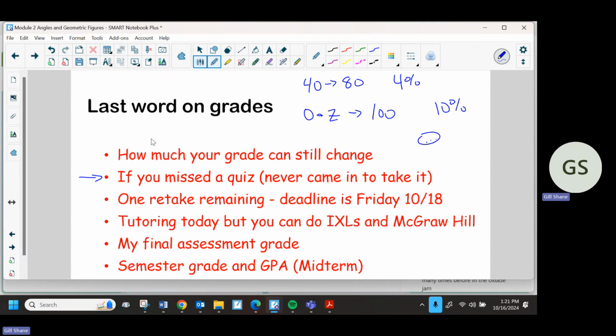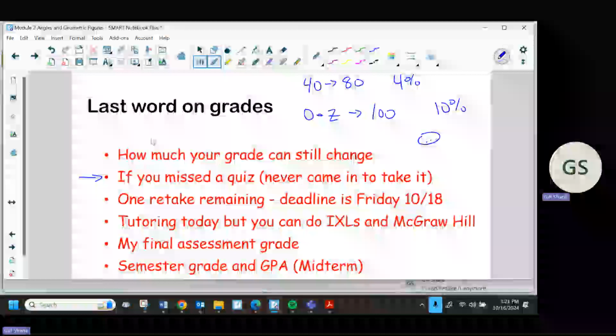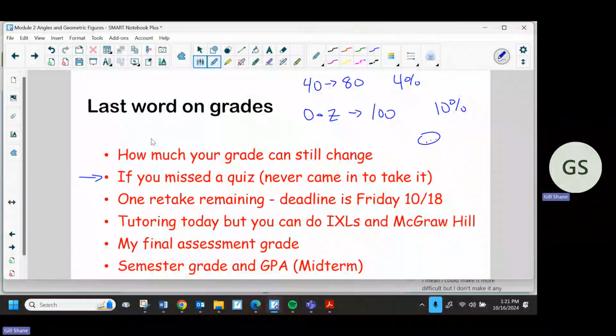I can't make it any easier. I mean, I could make it more difficult, but I don't make it any more difficult than what we do today. There's no reason why you shouldn't get a 100 on that quiz. Like, it's the same problem. This is what we're going to do today. Just different numbers.